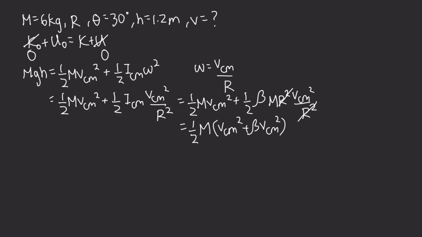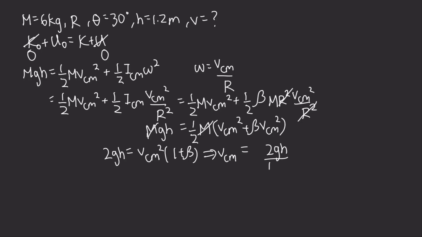All right. Now, I'm going to rewrite mgh here to make it a little bit easier. So the m's cancel out, and we're left with 2gh equals v_cm squared times 1 plus beta. And now if we want to solve for v_cm, we get that v_cm equals the square root of 2gh over 1 plus beta.